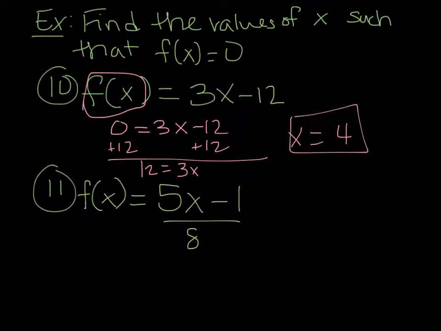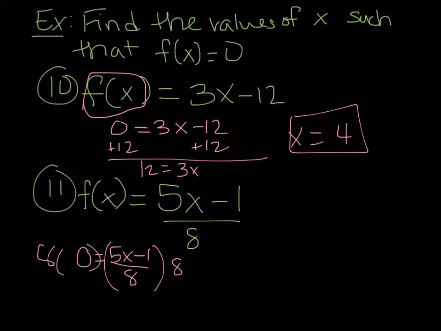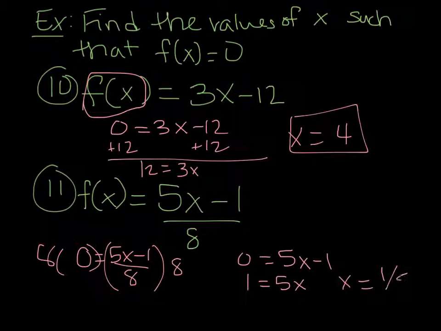Same exact idea for number 11. We are going to set f of x equal to 0. You need to multiply both sides by 8, which is going to give us 0 equals 5x minus 1. If you solve that out, you will get x equals 1 over 5.